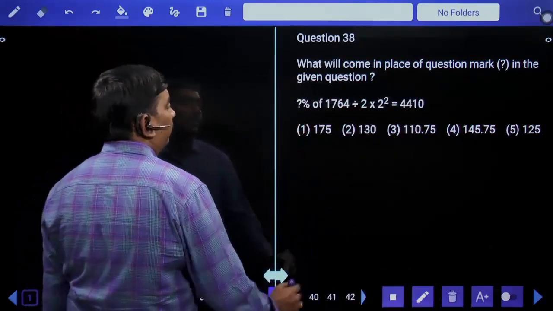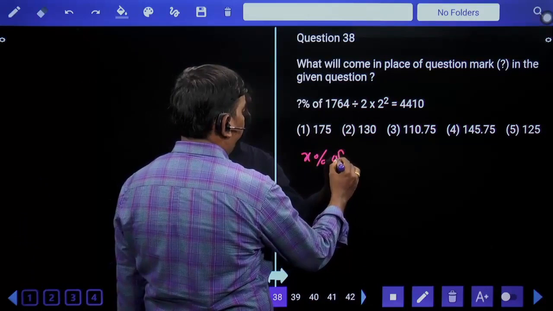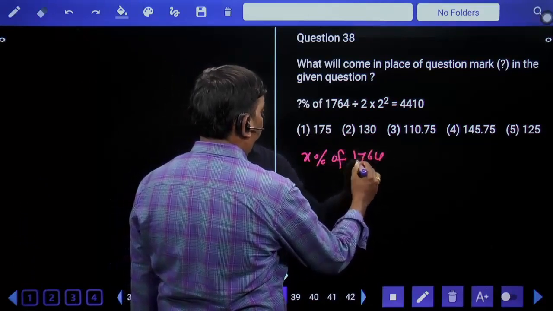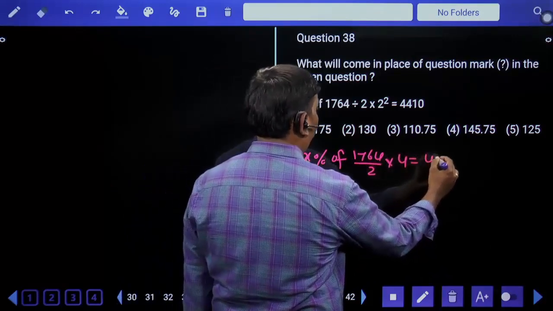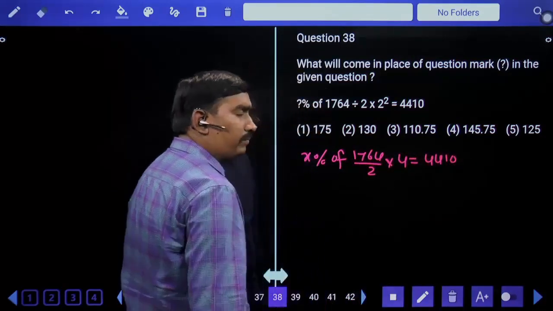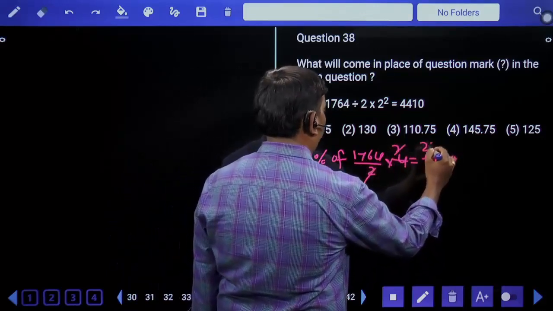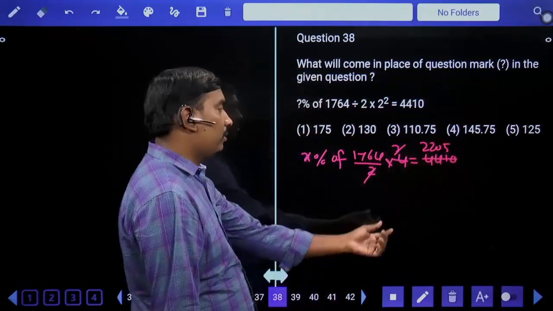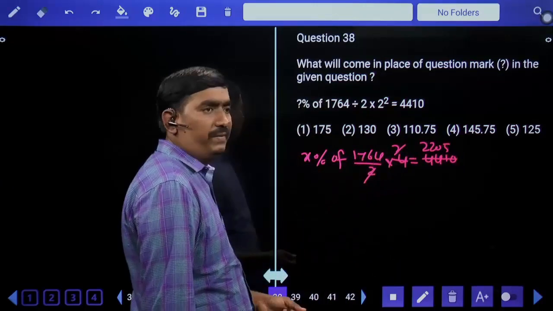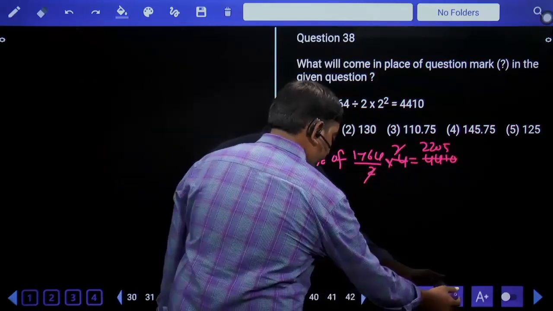Next, x percentage of 1764 divided by 2 into 2 square means 4 is equal to 4410. 2 times 2205. So 2205 is what percent of 1764? It means 125%.